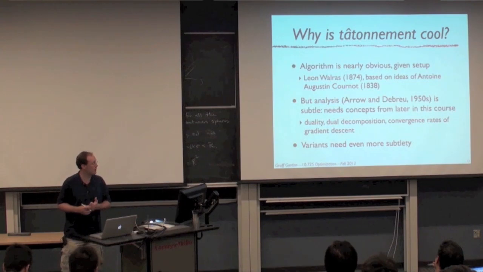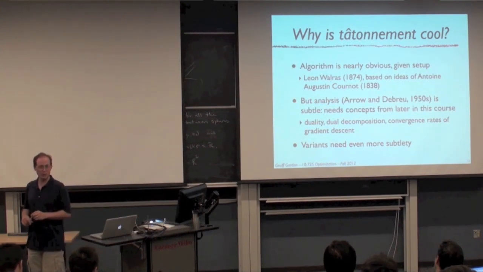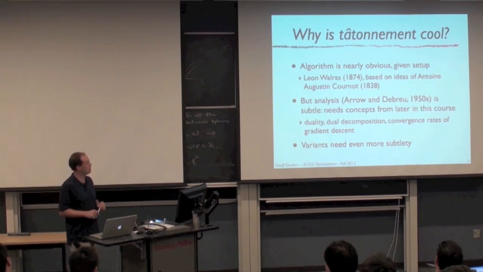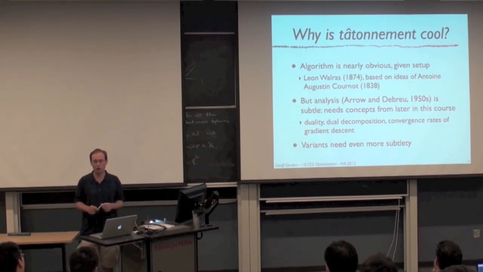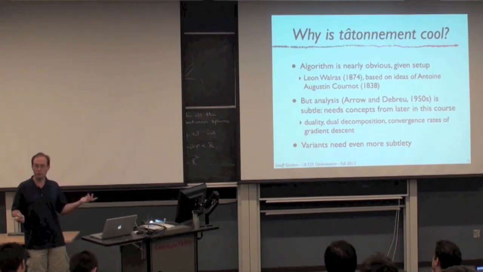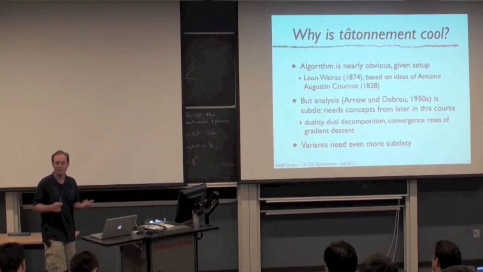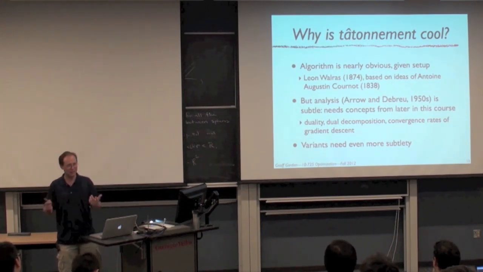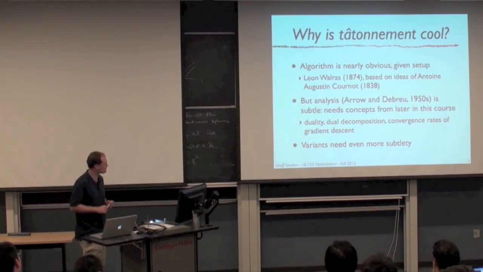The other thing that's kind of interesting is that the analysis of the algorithm is subtle. So Walras didn't know that the algorithm converged for sure. It turns out that it does under certain circumstances. But in order to prove that, you're going to need some of the things that we're going to teach you later in the course. So hopefully that's motivating for you to actually stay with the course and learn those things.